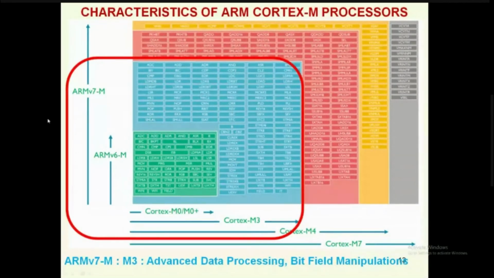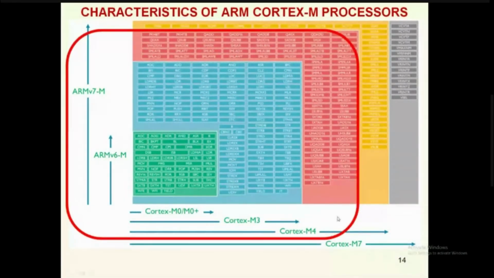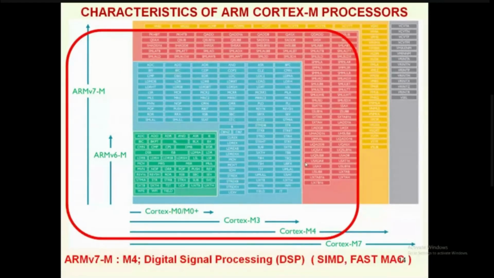which is version 7, shown in blue color. You can see there are several hundred further instructions available, which can enhance the performance of the processor, which is Cortex-M3. Cortex-M4 is ARM version 7; you can see a few hundred further instructions, which mainly target digital signal processing applications: MAC, fast MAC, and single instruction multiple data. SIMD means single instruction multiple data.